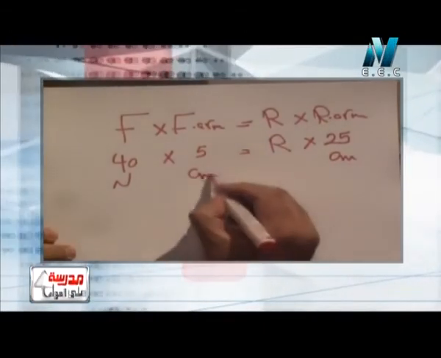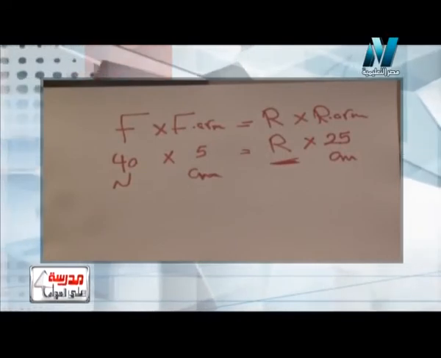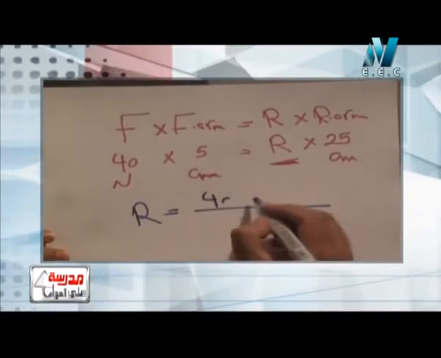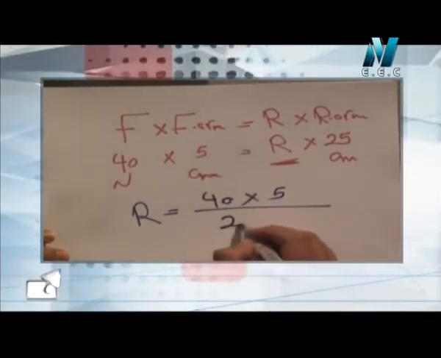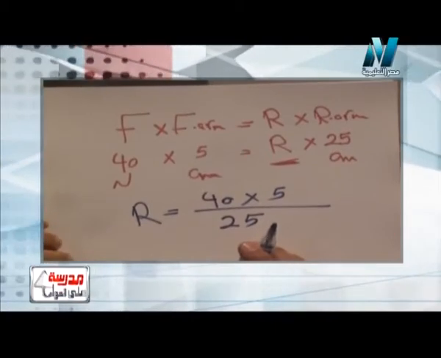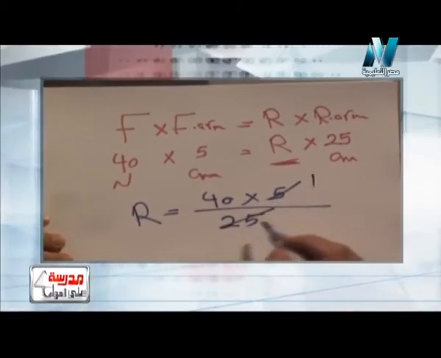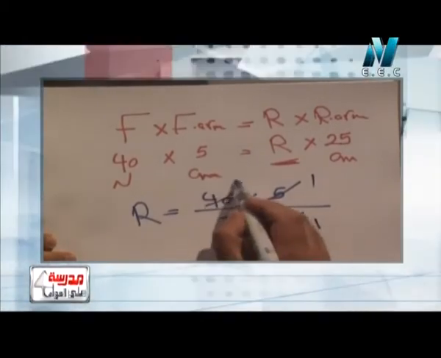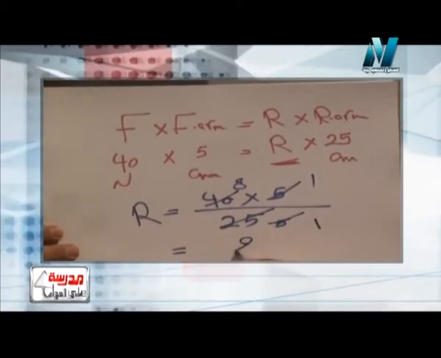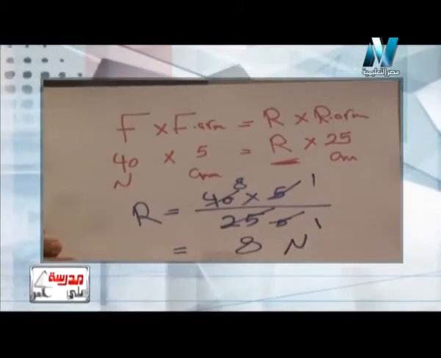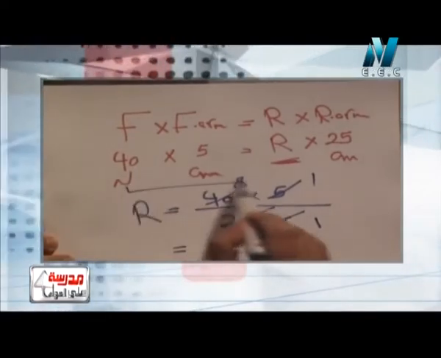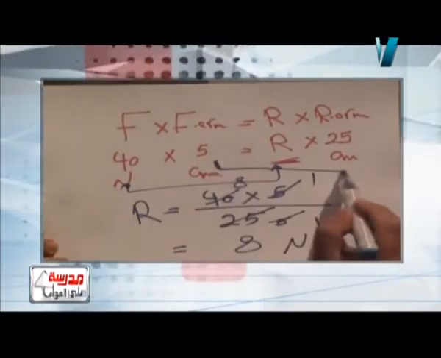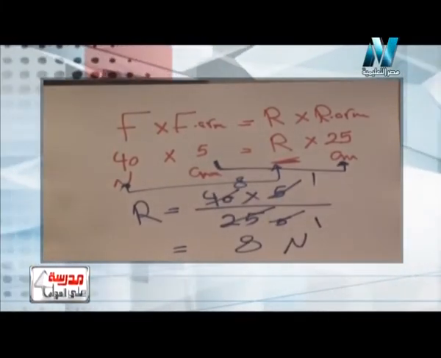So again, we want here the resistance force. Surely the resistance force equals 40 by 5 divided by 25. So we can abbreviate. 5 divided by 5 equals 1. Another abbreviation, 25 divided by 5 equals 5, and 40 divided by 5 equals 8. So resistance will be 8 what? 8 Newton. Because we know that the effort force and the resistance are measured by Newton, but the effort force arm and the resistance arm are measured by centimeter or meter.